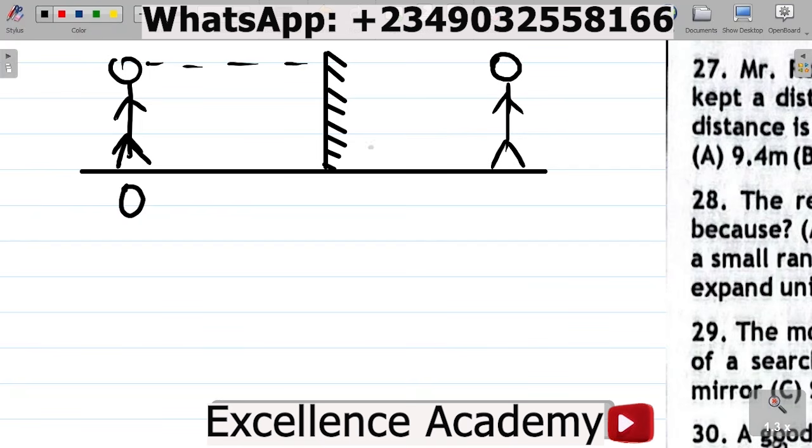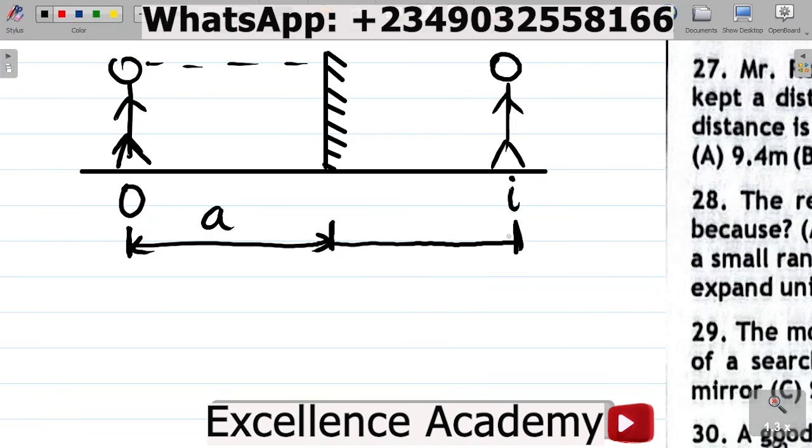What you want to notice is that if this is the image, let's call this I, all right? I is image, O is object. The distance between Mr. Roland, that's this, and the mirror, that's this, let's call this distance A. This A here will be exactly the same between the mirror and the image. That's this. You have the same distance. In other words, for a plane mirror, don't forget we said this is a plane mirror, the image is formed at the exact same distance as the object from the mirror.